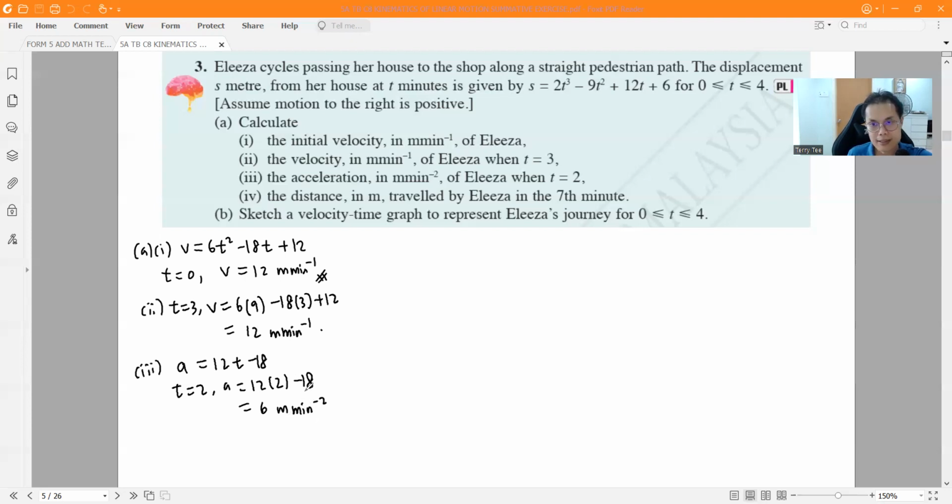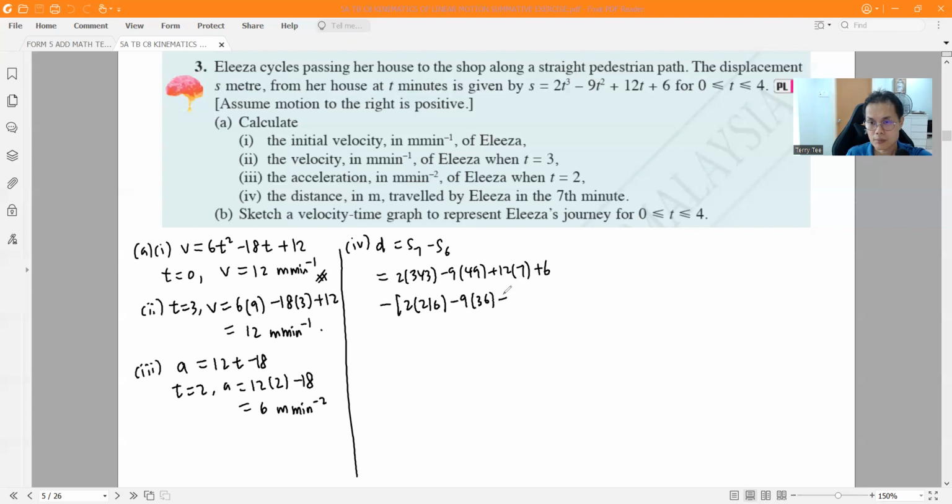Okay, next, calculate the distance traveled in the 7th minute. We can just use S7 minus S6. Distance traveled in the 7th minute is S7 minus S6. Okay, we're going to sub inside. 7 cubed is 343, 7 squared is 49, 12 times 7 plus 6. S6 is 6 to the power 3, which is 216, 9 times 6 squared is 36, plus 12 times 6 plus 6.